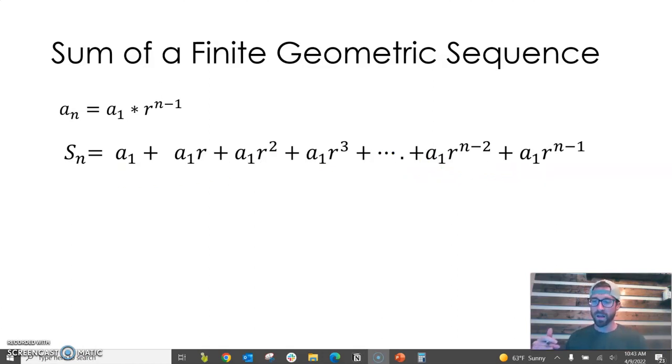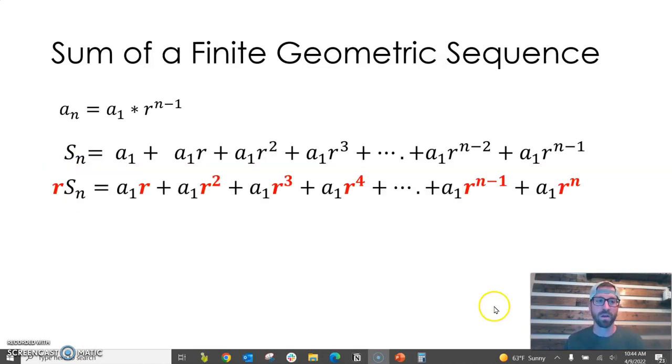Now, the way that we are going to find this sum quickly and easily depends on what I call a little party trick, meaning you're not going to know to do this unless I show it to you. I'm going to rewrite this same representation of our sum on the row below it, but I'm going to multiply both sides of the equation by r, our common ratio. And here's what that looks like. Our sum becomes r times the sum. Our first term becomes our first term times r. And then instead of a sub 1 times r, it becomes a sub 1 times r squared, because we multiplied every term by r.